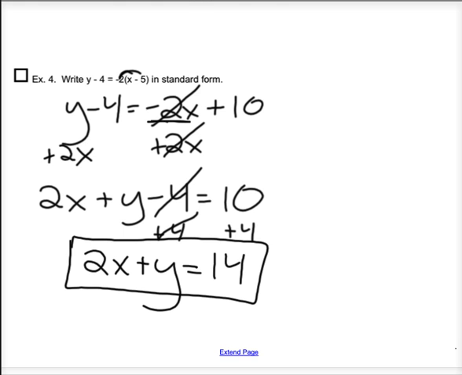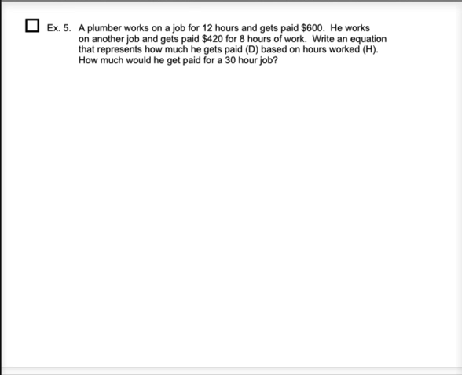We're going to do one more example in this notes video before splitting it. So a plumber works on a job for 12 hours and gets paid $600. He works on another job and gets paid $420 for 8 hours of work. Write an equation that represents how much he gets paid based on his hours worked. And then we want to figure out how much will he get paid for a 30-hour job.